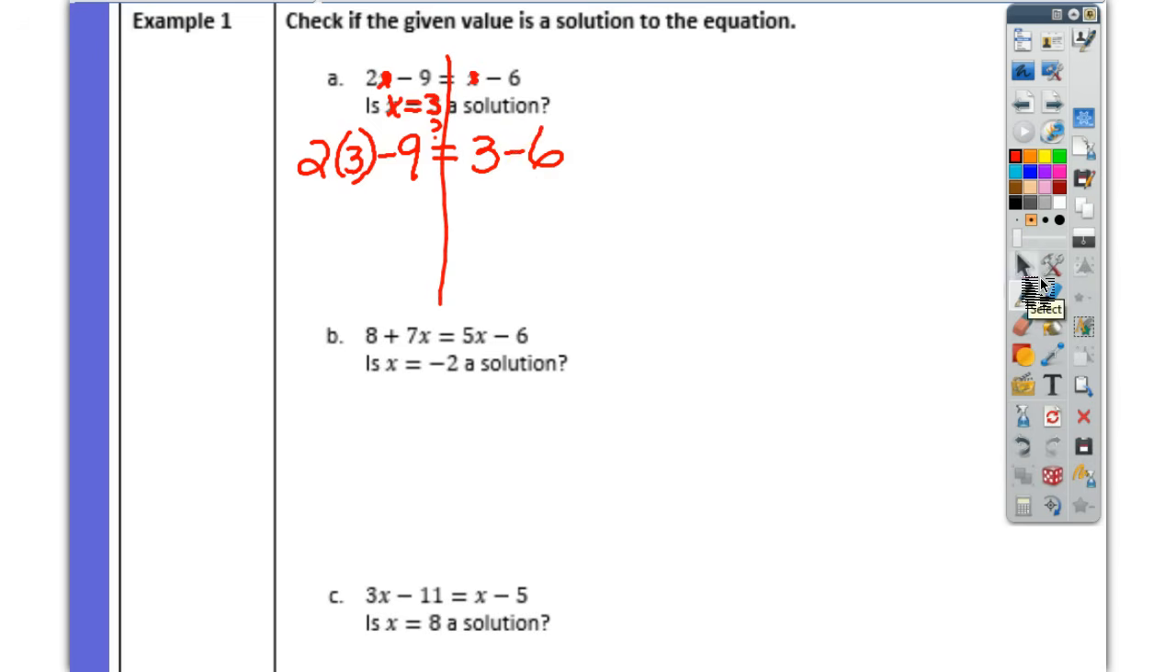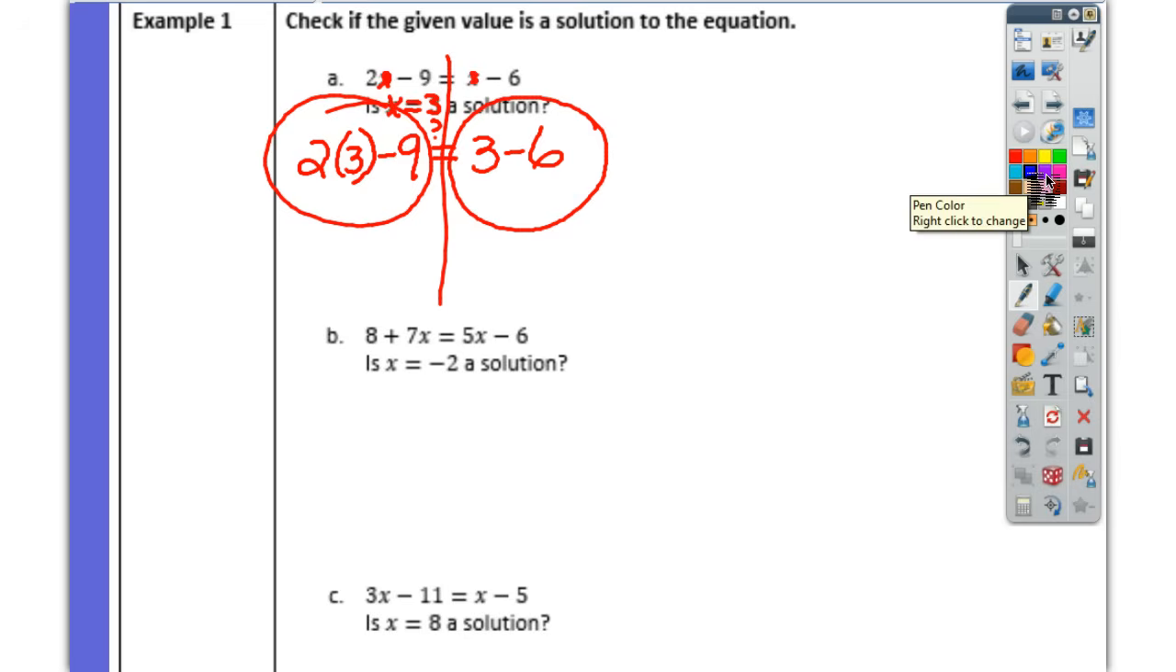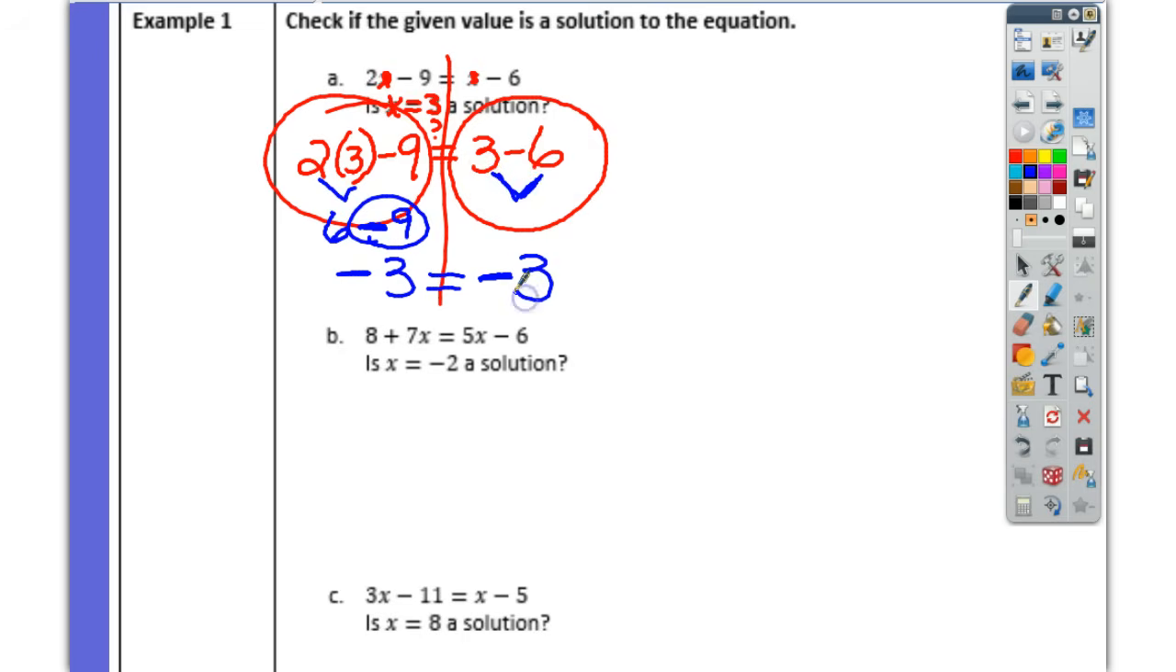Does it work? So does this side of the equation come up with the same answer as this side? Hold it up on your board. I'm saying yes, because 2 times 3 is 6 minus 9. Fight or unite? Fight. Who wins? The negative 9, by how many? 3. Does that equal 3 minus 6? Fight or unite? Fight. Who wins? Negative 6, by 3. So yes, they are equal.